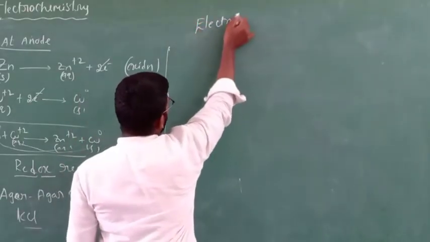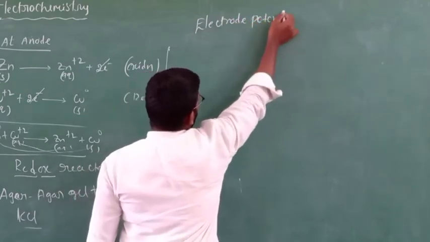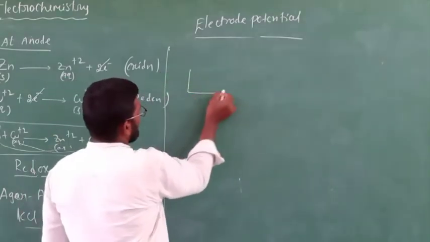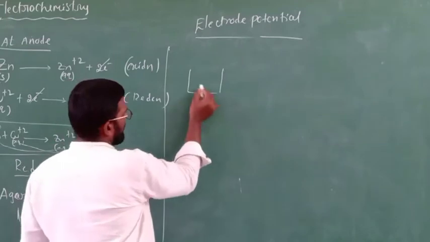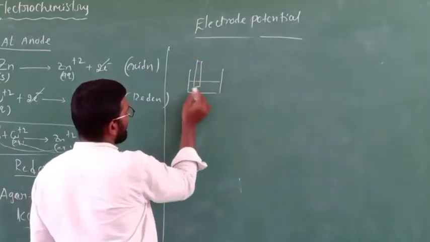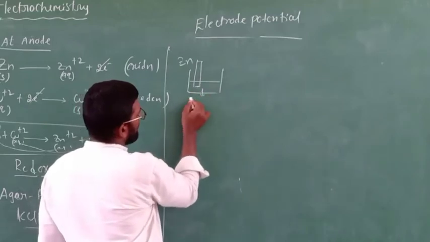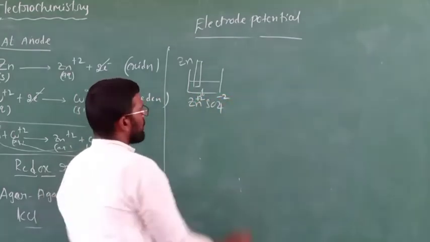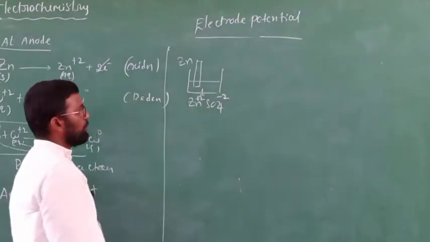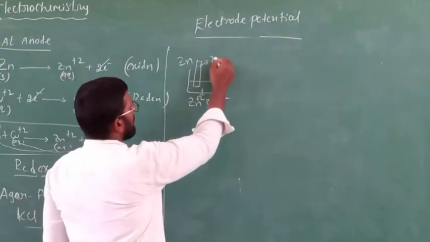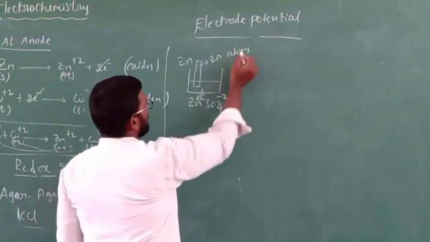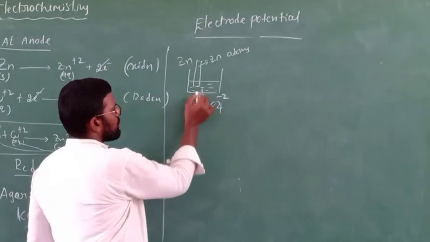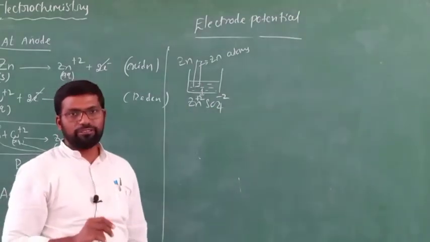What is electrode potential? Let us consider the first half of the cell, that is, a zinc rod placed in zinc sulfate solution. This is the zinc rod, and this one is ZnSO4 solution. ZnSO4 solution consists of a large number of Zn plus 2 ions as well as SO4 minus 2 ions. The zinc rod consists of a large number of neutral zinc atoms. When neutral zinc atoms are in contact with Zn plus 2 ions, there exists a potential difference.